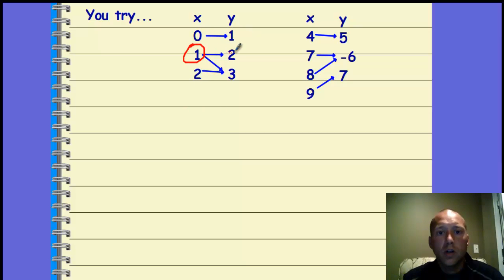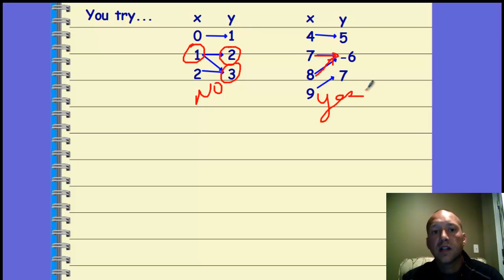This one goes to two numbers, so no, it's not a function. For here, these all go to one number. It's okay. 7 goes to a -6, 8 goes to -6. They're each going to one number, so that's okay. That's a yes, it is a function.